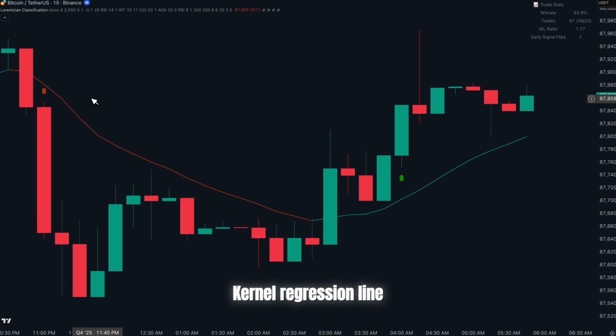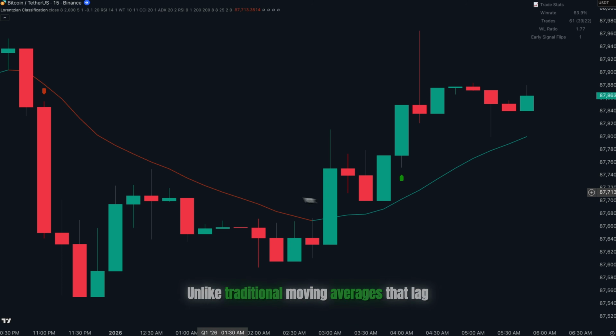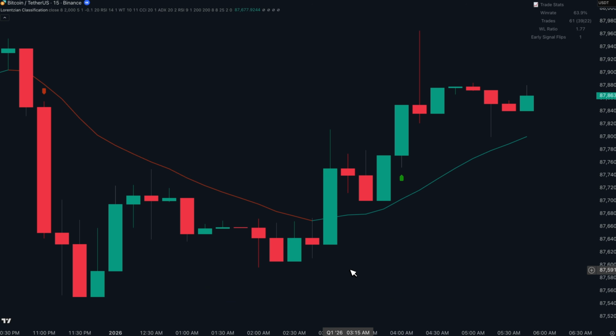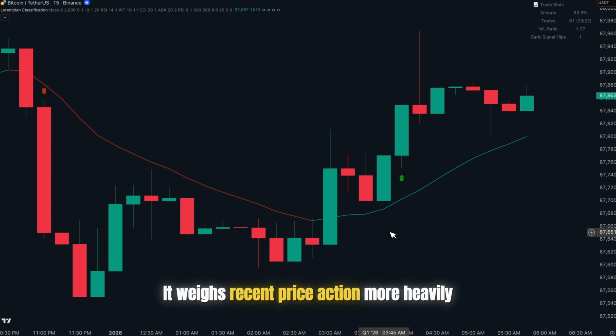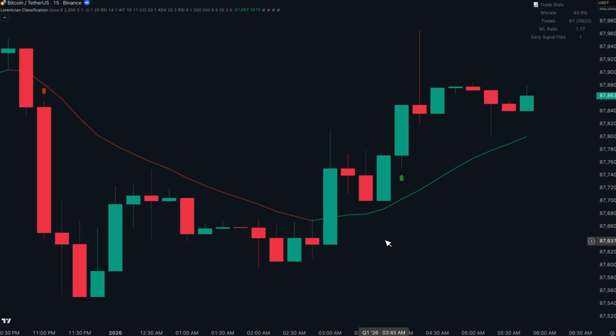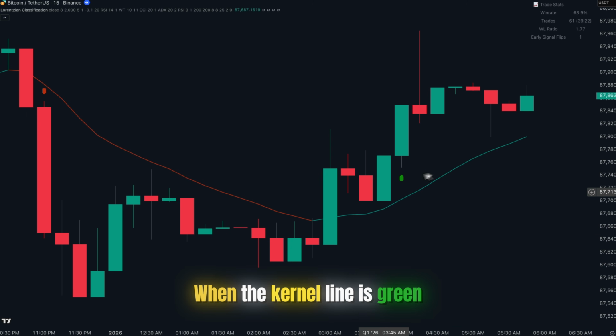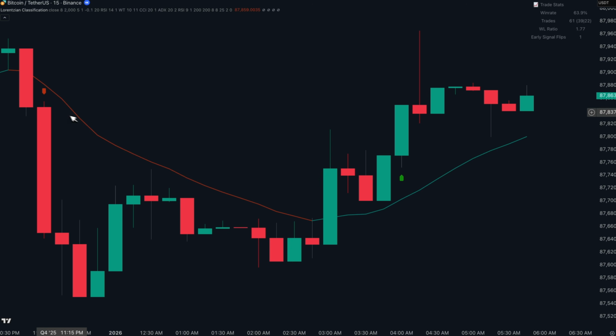The kernel regression line is where this gets powerful. Unlike traditional moving averages that lag, this line uses kernel regression, a mathematical method that adapts to price behavior in real time. It weighs recent price action more heavily and adjusts based on volatility. When the kernel line is green, with price above it, you're in bullish structure. Red, with price below, means bearish structure.